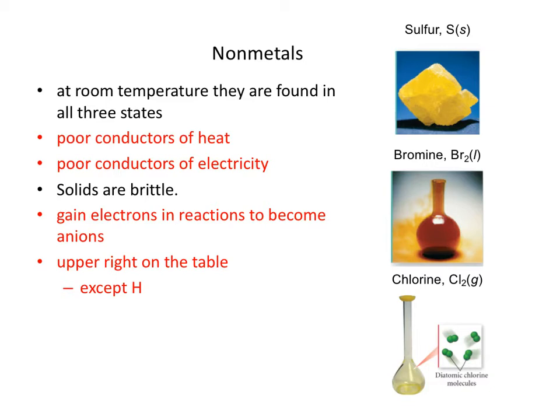Probably most importantly, from a chemistry perspective, while metals are good conductors of heat and electricity, nonmetals are poor conductors of heat and electricity. And while metals tend to lose electrons in chemical reactions, nonmetals tend to gain electrons, and therefore they become negative anions.